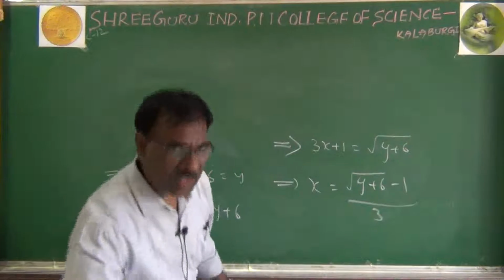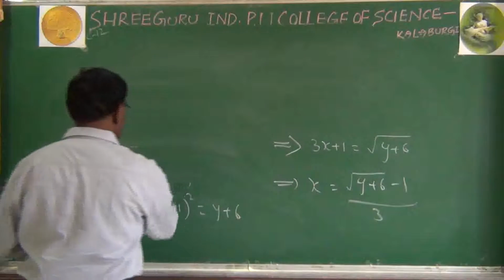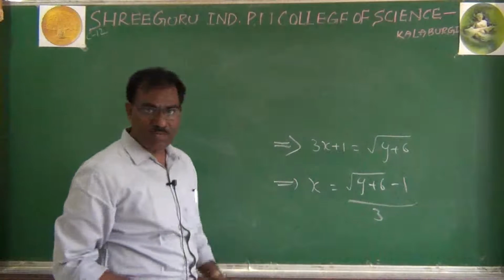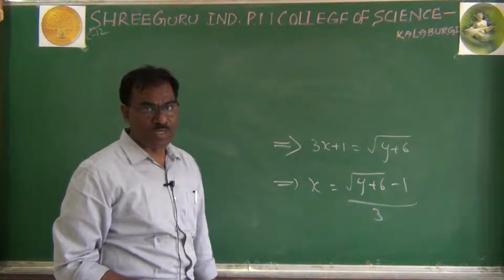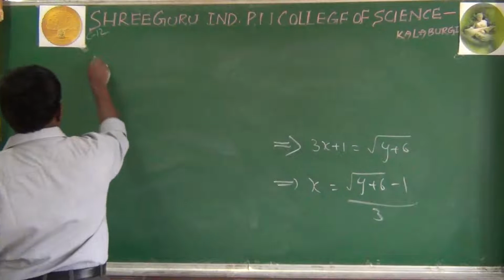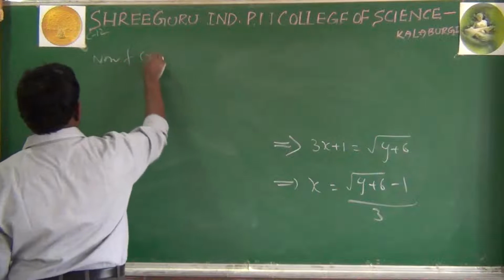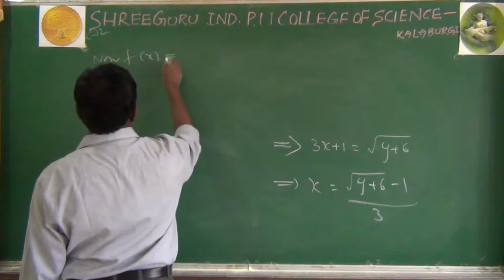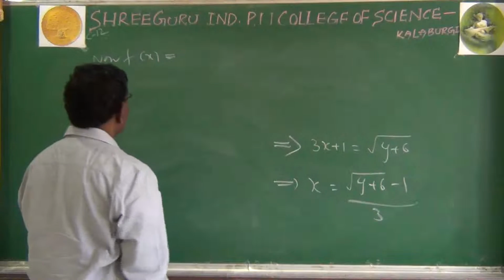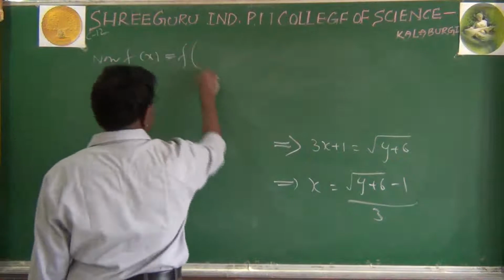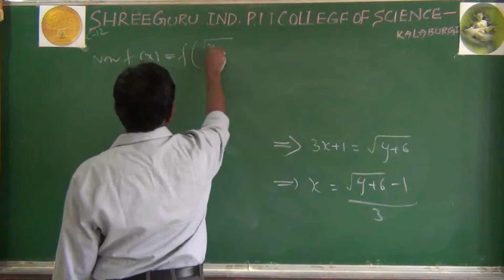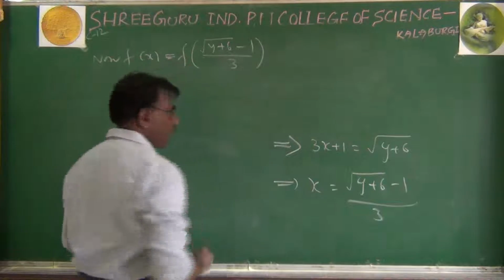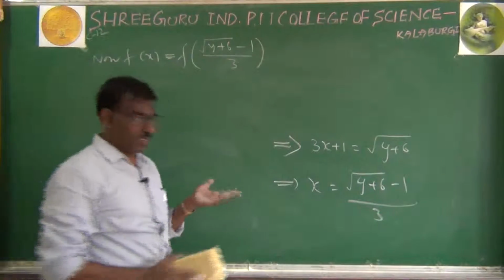But I am not taking that method. That method I am explaining only. But now what am I proving? The onto formula. What is to be proved? So what is onto? Now f of x equal to f of, what is x here? Root y plus 6 minus 1 by 3. Now I am proving y, the onto formula I am proving.